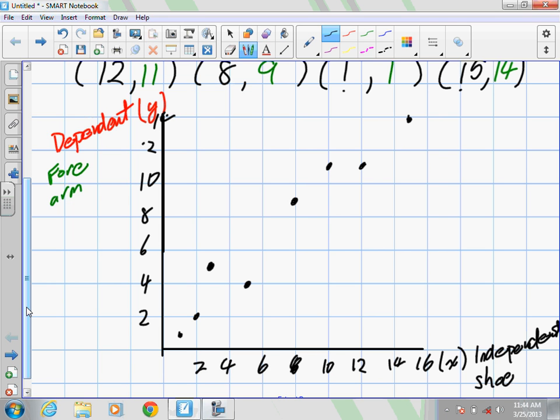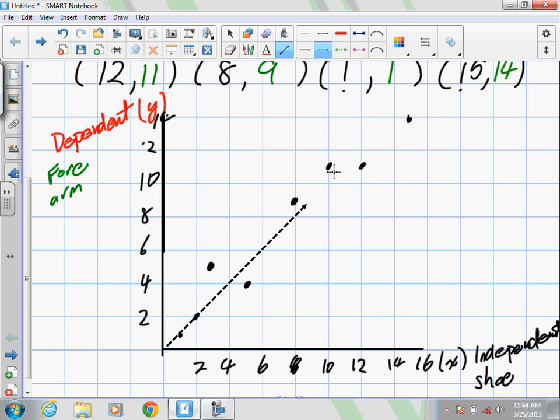Yes. Yeah, it looks like we have a line, and I'm going to estimate it for us here. We're going to say that it probably looks something like that. They all roughly fall around that line. Now, maybe not all fall exactly on the line, but they're around there, okay?